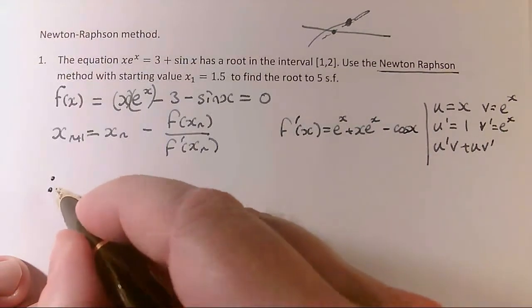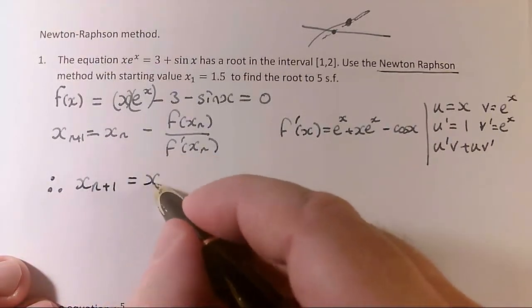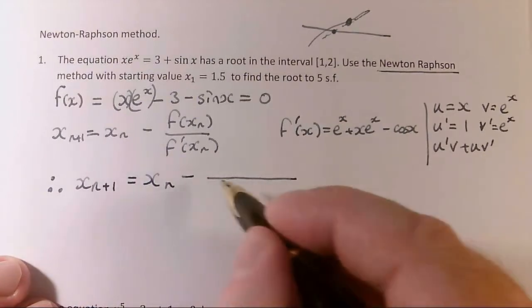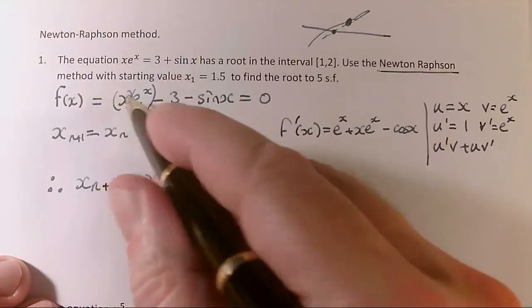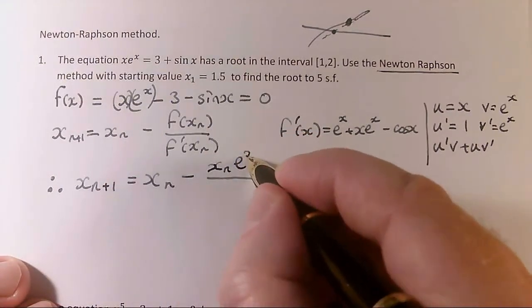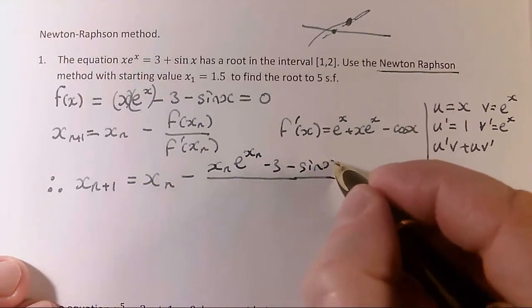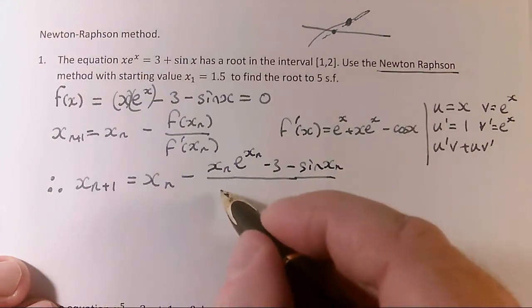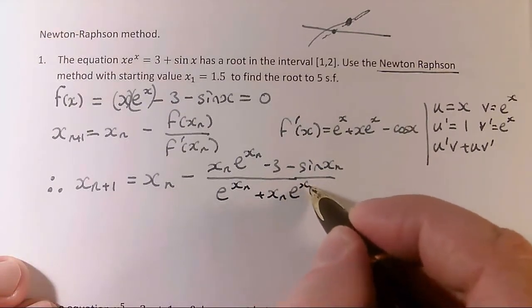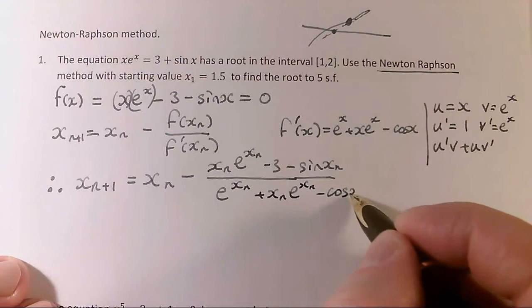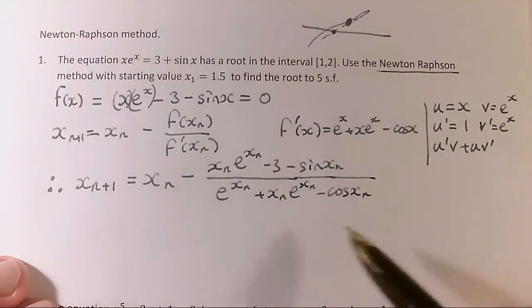So therefore, my iteration is going to be x n plus 1 equals x n minus, and on the fraction, the top of the fraction is going to be f of x, except all the x's change into x n's. So that's x n e to the x n minus 3 minus sine of x n, and on the bottom I need to have e to the x n plus x n e to the x n minus cos of x n. So I've now, fairly horrible looking iteration, but I've now recorded it.